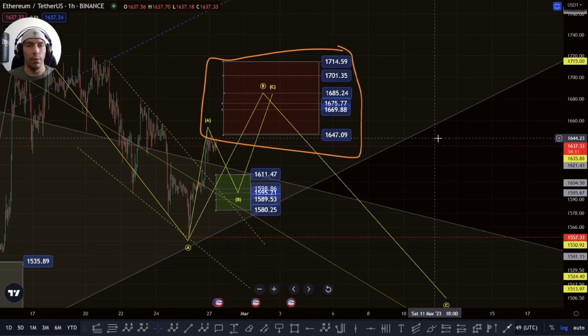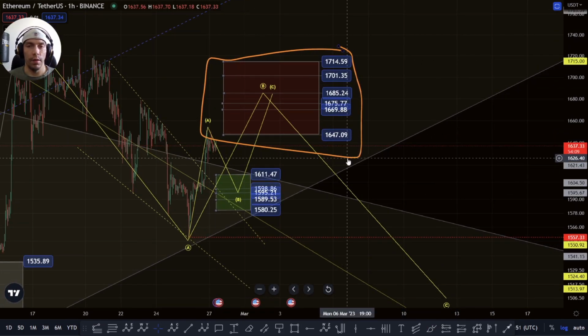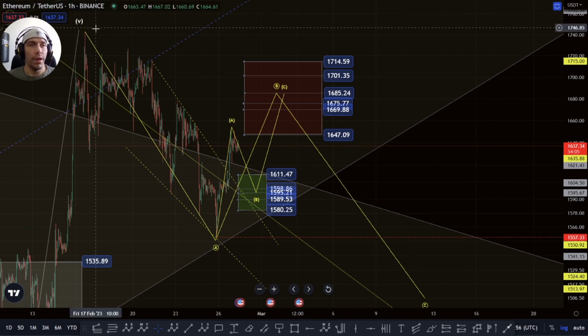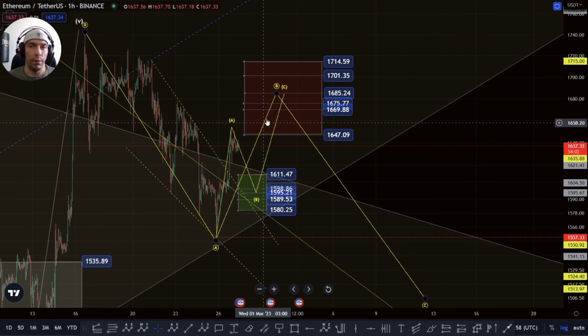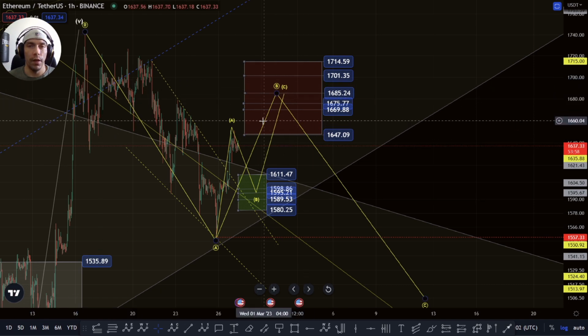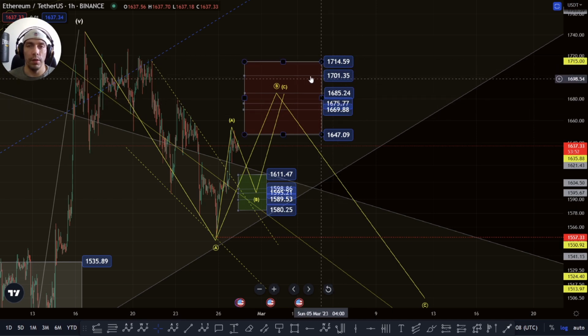Because basically, this zone here is going to be the range that we could look for a rejection, a fib rejection zone. So within this, we'd be looking for that potential B wave rejection. There's a couple of interesting zones here. That golden pocket is here, the 1675. The higher range of this would be the 1701 as a 786.